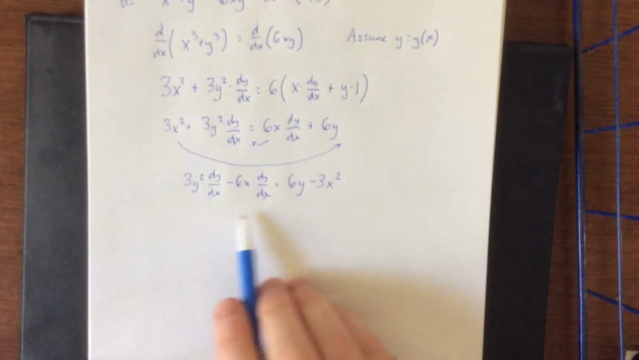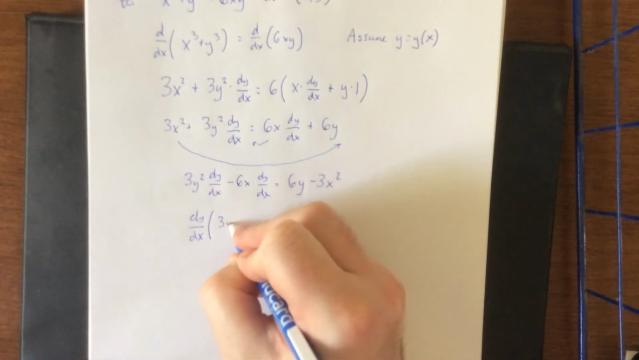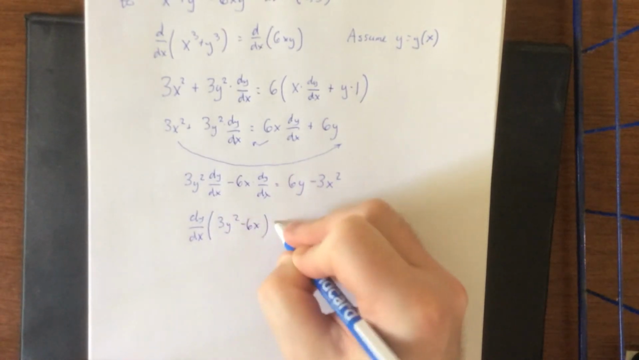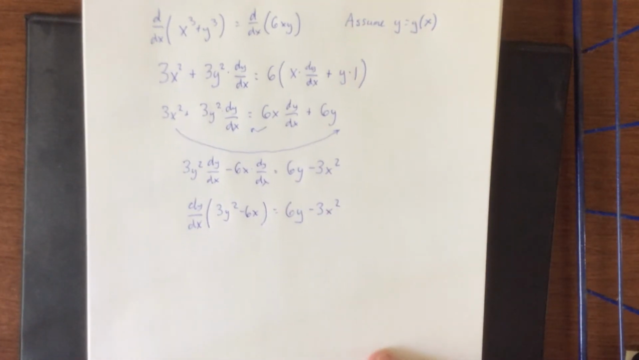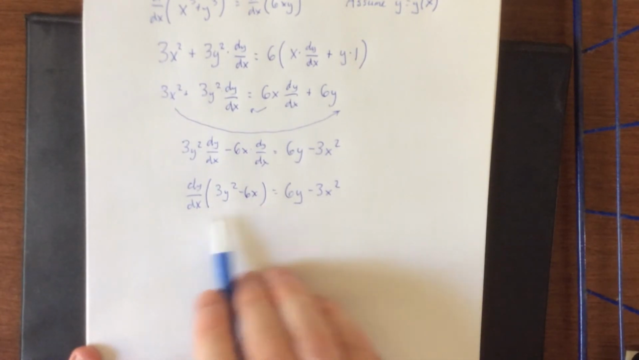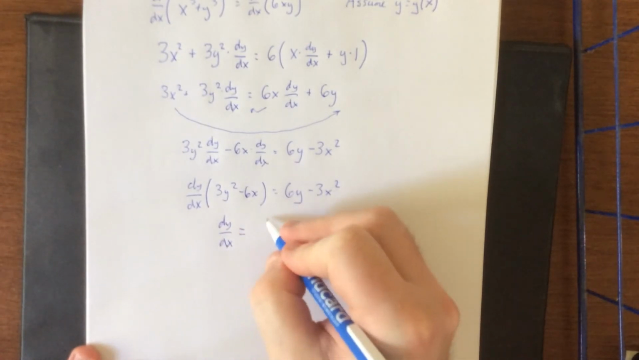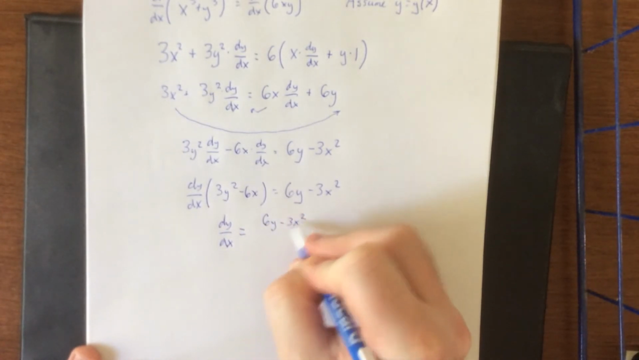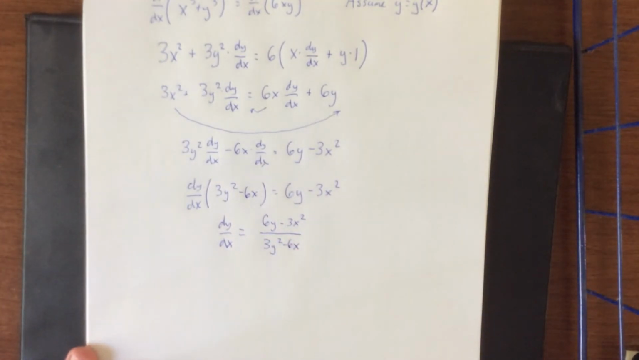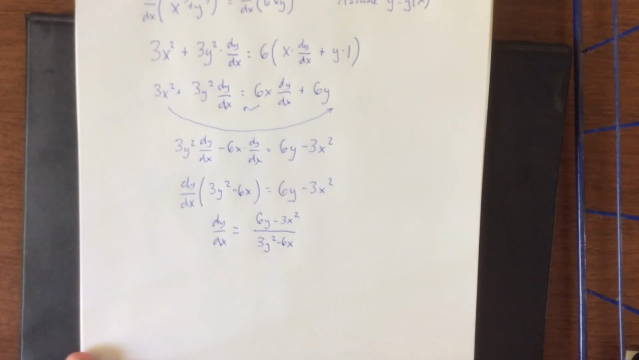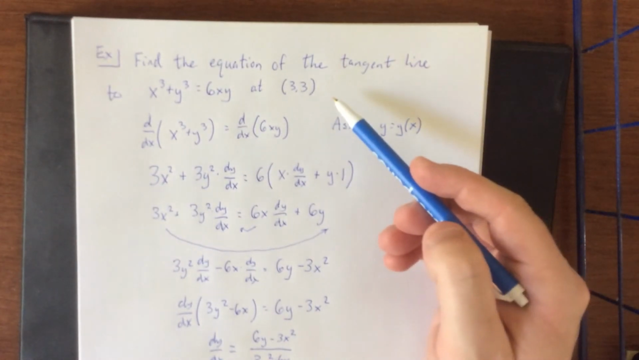I'm then going to factor out a dy dx as though it is a greatest common factor, leaving us with 3y squared minus 6x. That'll still be equal to 6y minus 3x squared. To finish this off, I'm going to divide both sides by the coefficient of dy over dx. And that'll give us a nice fraction over here on the right-hand side. Now, technically, I believe this fraction could be reduced if we factored out a 3 from the top and bottom and reduced it. However, to take us back to the original problem, all that we're looking for is the equation of a tangent line at an ordered pair.